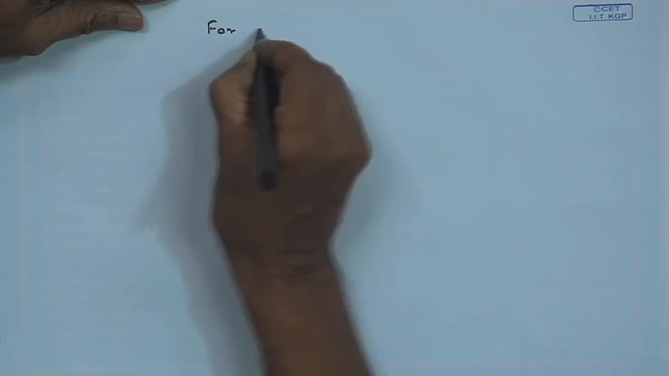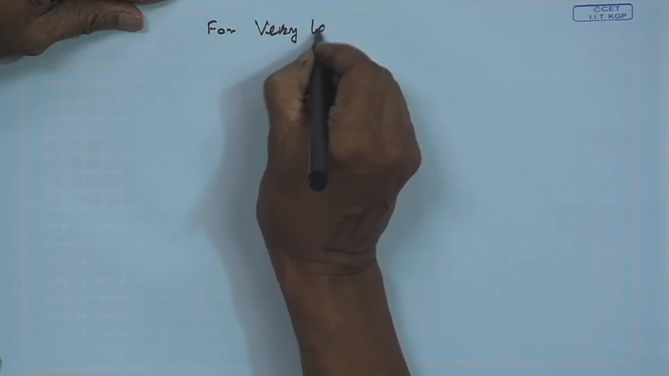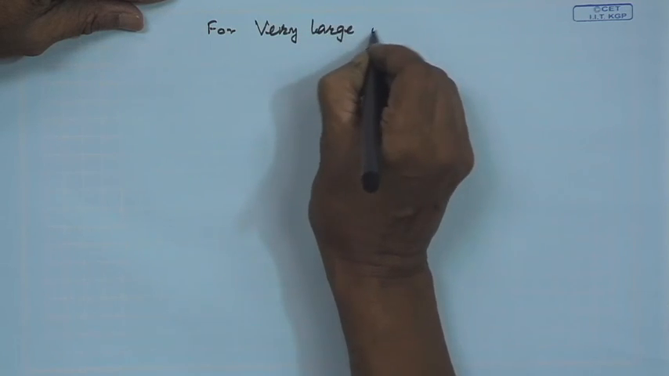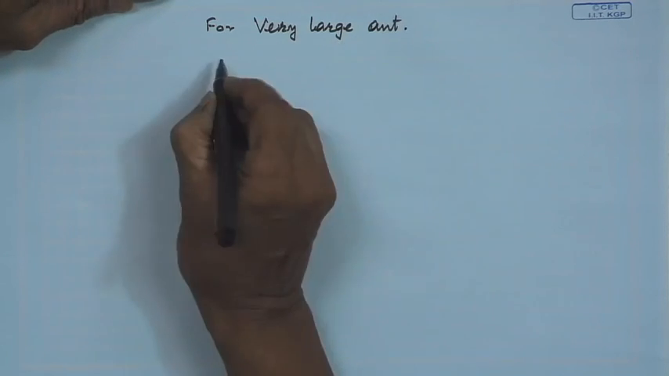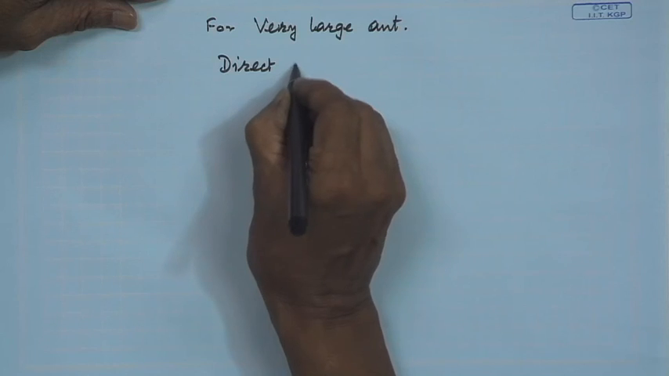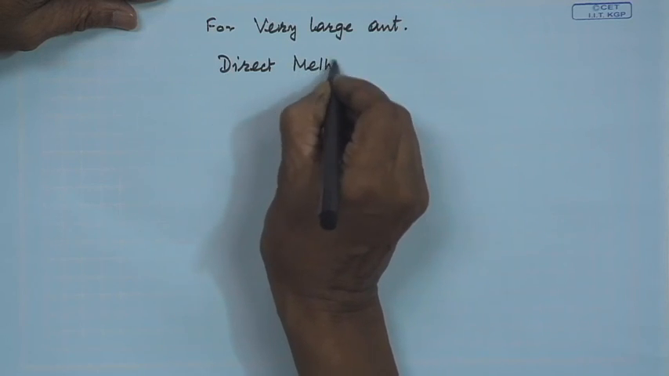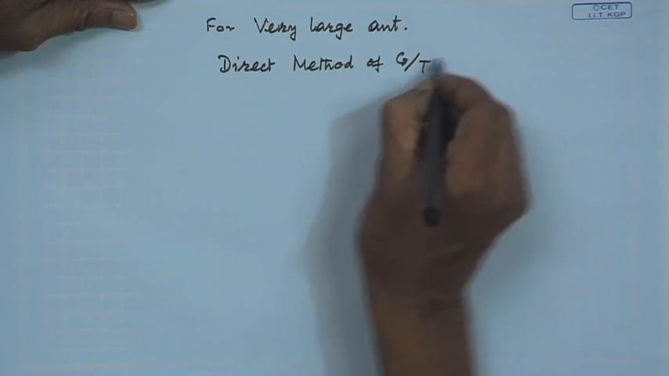Now, for a very large station antenna, there we use this direct method of G by T measurement.